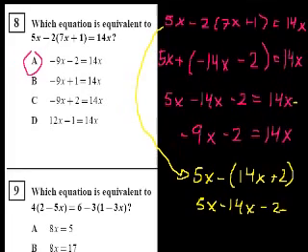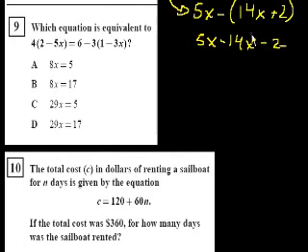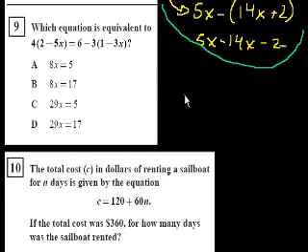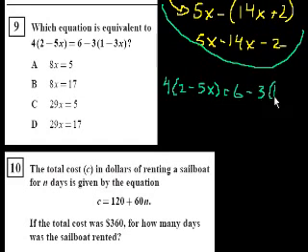Next problem. Which equation is equivalent to, okay, so another case where I'm guessing they just want us to simplify these equations. So let me write that down. 4 times 2 minus 5x is equal to 6 minus 3 times 1 minus 3x. All right, let's distribute this 4 first. So you get 4 times 2 is 8. 4 times minus 5x is minus 20x.